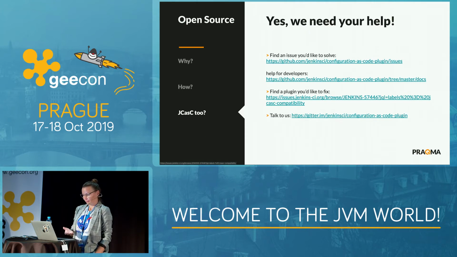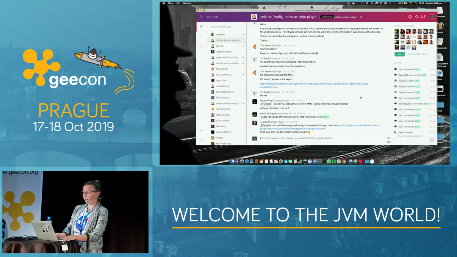And last but not least, Gitter. I hadn't heard about Gitter before joining this project. It's kind of like Slack, but it is connected to a repository in GitHub. And I know if you have a GitHub account, you can just log in to Gitter. Maybe Twitter or something else allows you to do that too, but GitHub for sure. So this is the Gitter room for the configuration as code plugin.